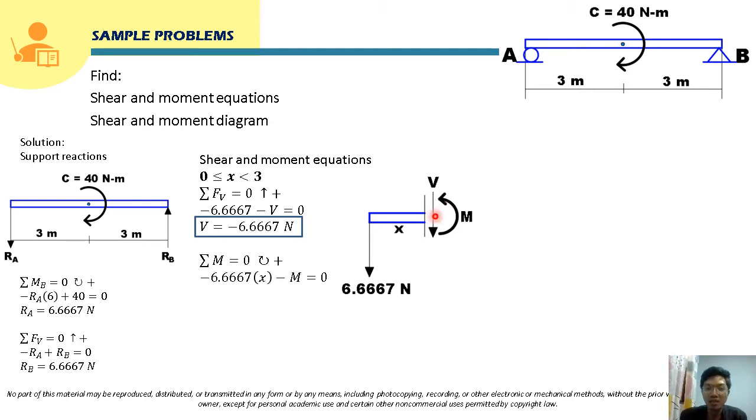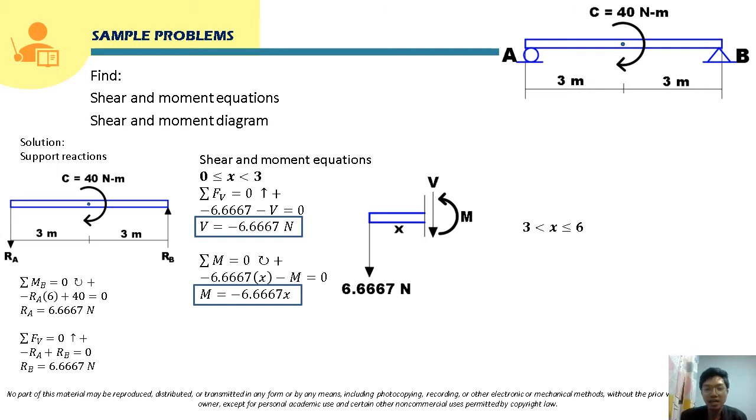Taking moment at this section, class, the moment of this 6.6667 Newton is 6.6667 times its moment arm, which is x. And this will be counterclockwise, no? That's why it's negative here. And the internal moment is also counterclockwise, so it will be negative here. So the value for the internal moment is negative 6.6667x. This will be the moment equation, class, for the first segment.